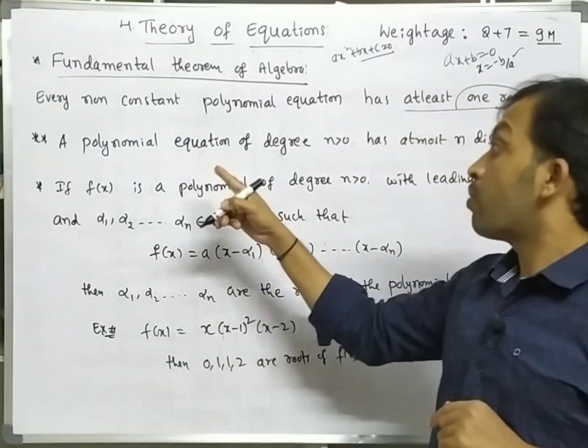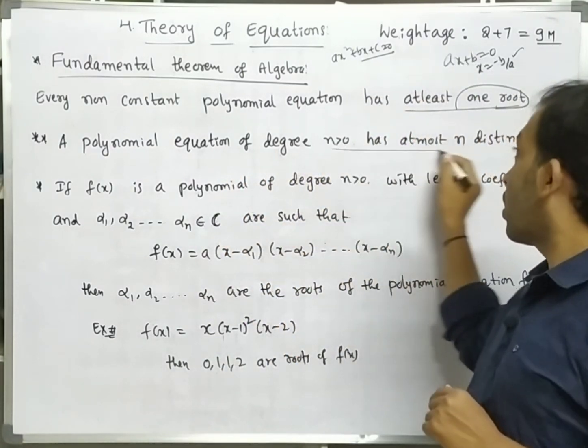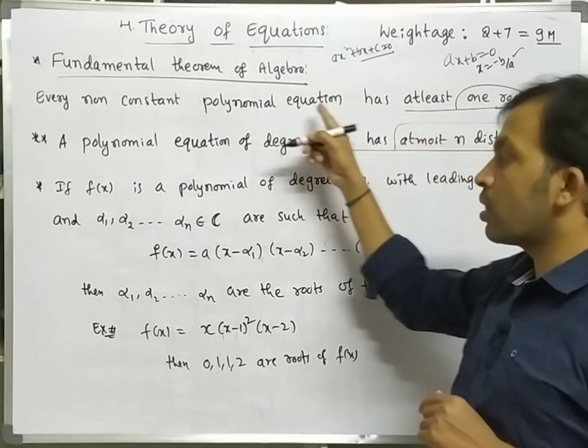That is, a polynomial equation of degree n greater than 0 has at most n roots. This is at least one root.